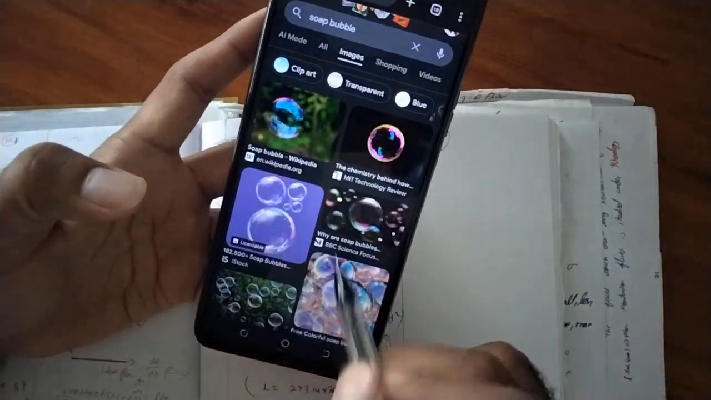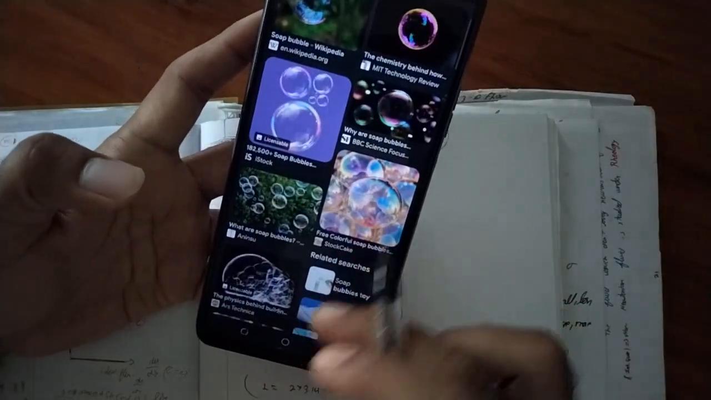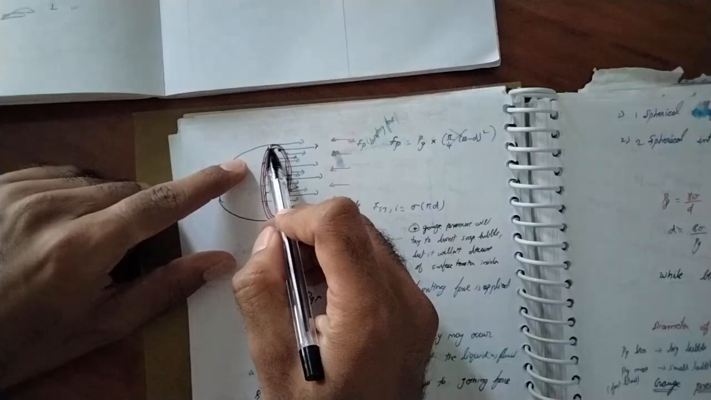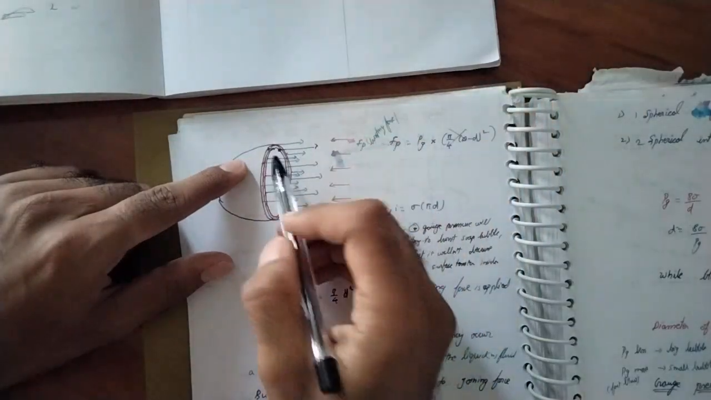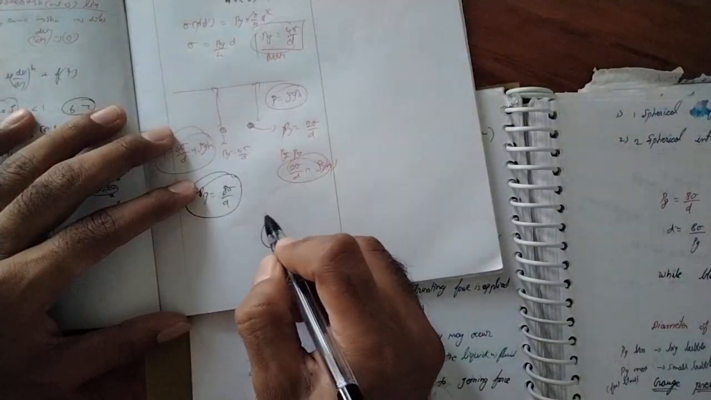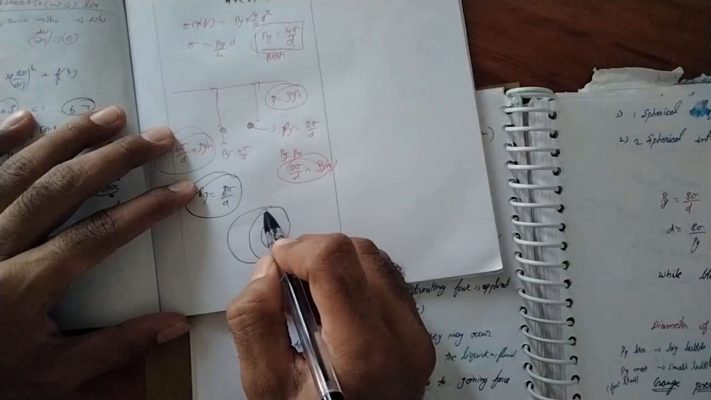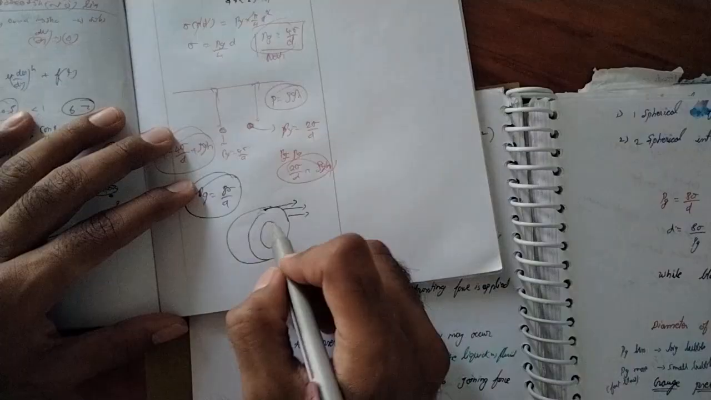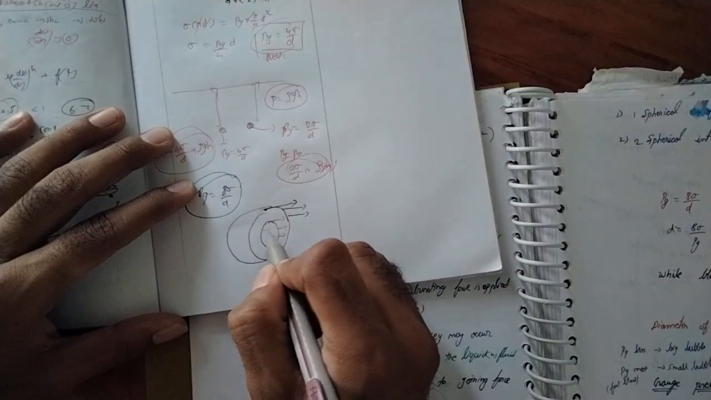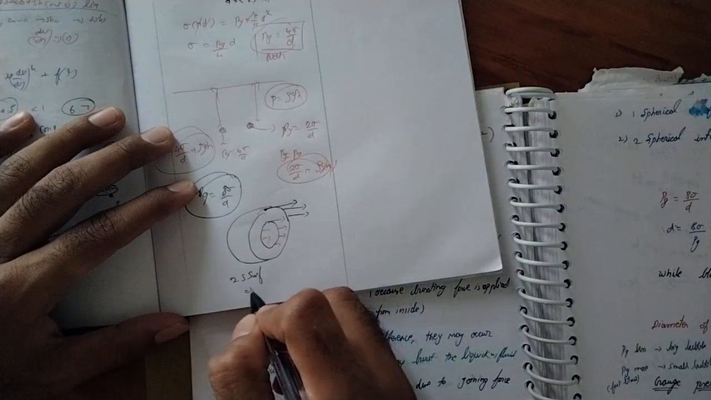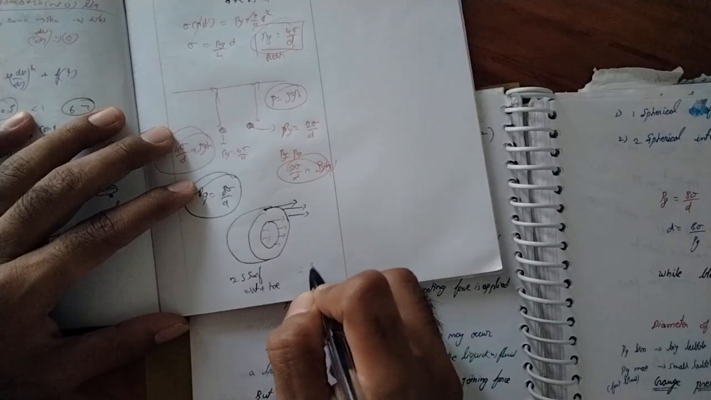You can see this is the soap bubble. Generally a soap bubble consists of 2 layers like this, so two surface tension forces act. One is the outside surface tension force, and the other is the inside surface tension force. Here one is acting outside, and the next one is acting on the inner side. I think you're getting my point. So the 2 surface tension forces, outer plus inner, equal the bursting force.